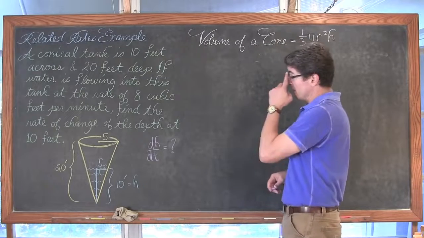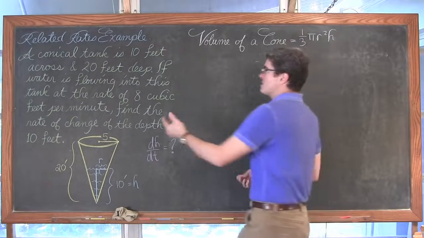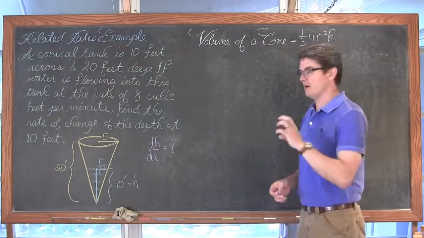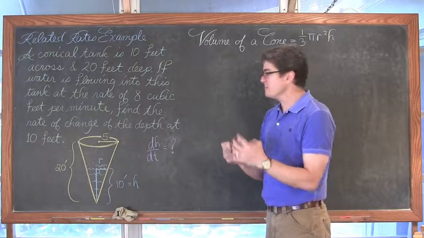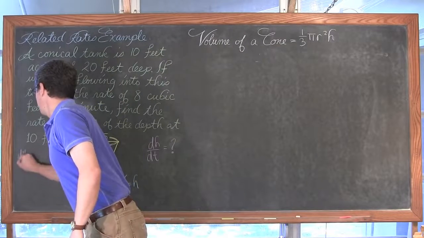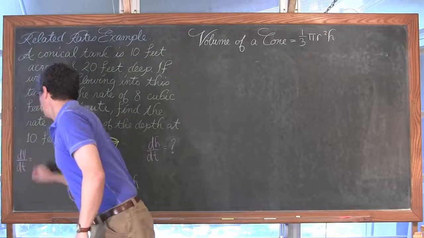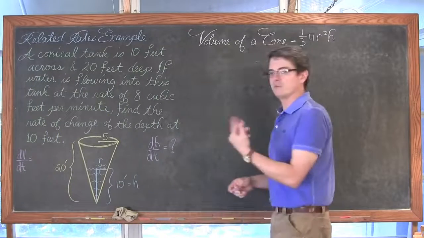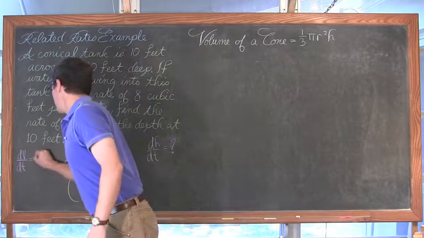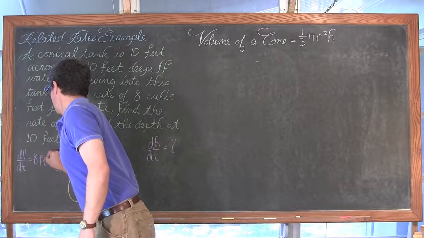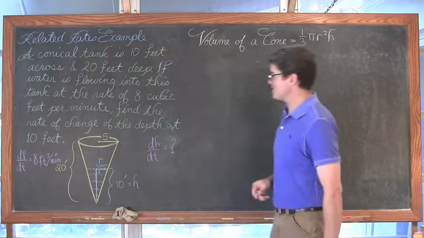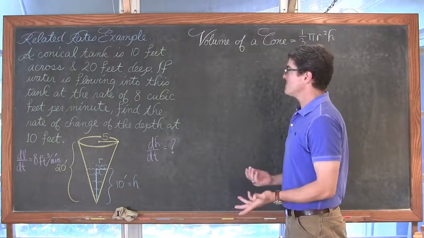Well, what else are we given? We're saying that we're putting water into the tank at 8 cubic feet per minute. Well, that's volume. So the rate of change for volume, dV/dt, in the unit of time measure is of course per minute, is 8 cubic feet per minute. Kind of getting a little bit messy there. And seems like that's what we have.